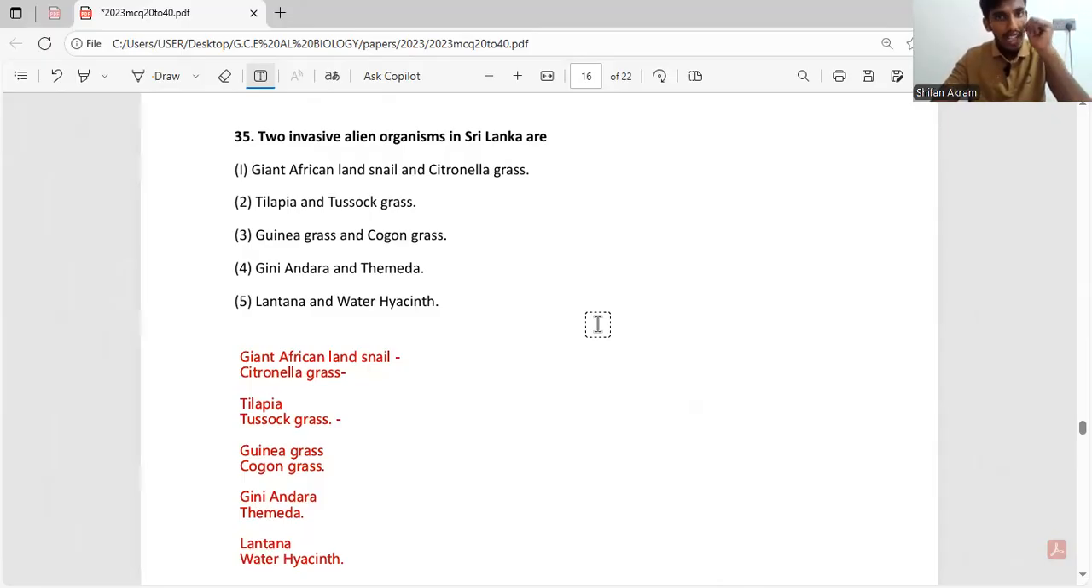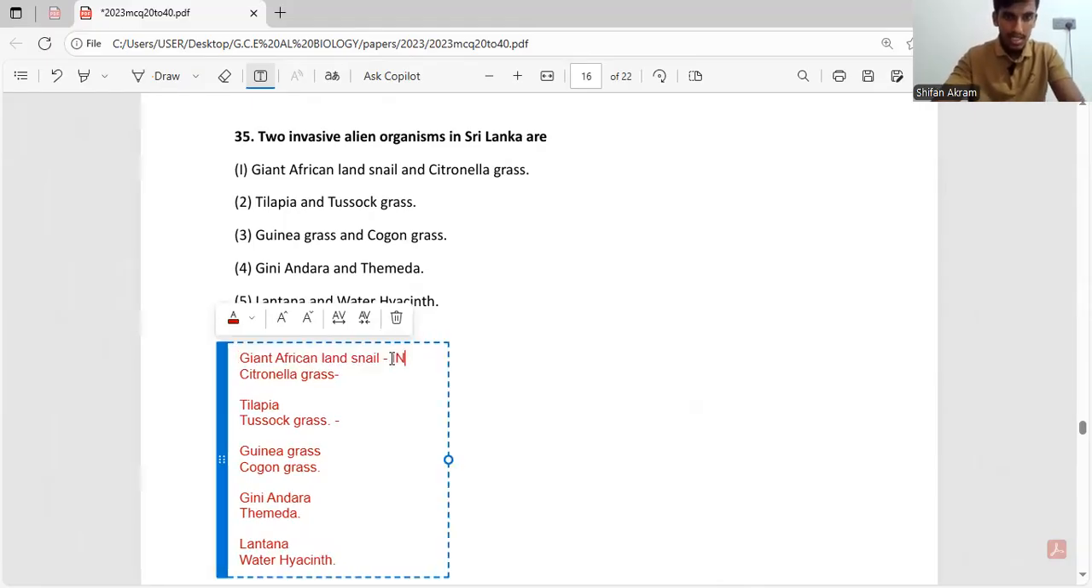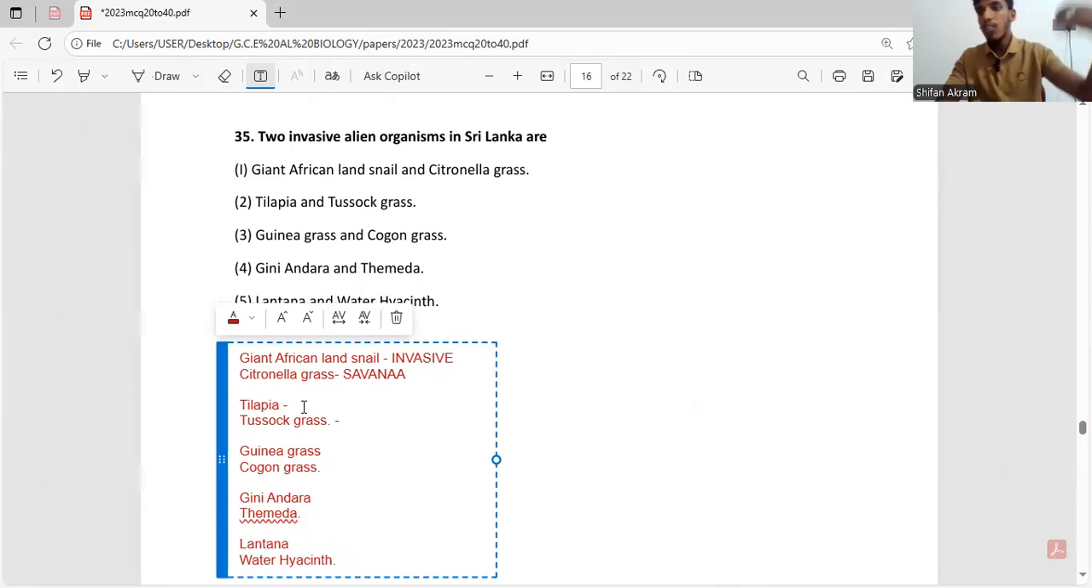First, we have giant African land snail and citronella grass. So giant African land snail, it is an invasive species, right? But citronella grass is an indigenous species and they are not invasive, right? And they are usually found in savanna. And tilapia is an exotic species, which means they are from a foreign place, right? From a foreign environment, we introduce them to the biodiversity, but they are not invasive. So again, exotic species, but not invasive.